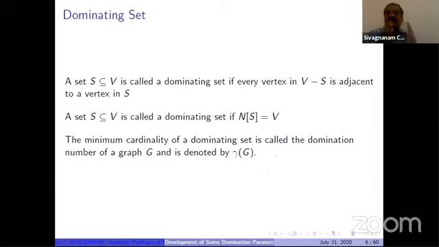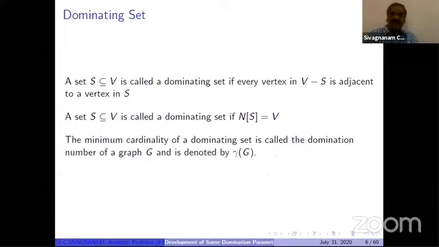The dominating set having minimum cardinality, that is a number. That cardinality is a number, and that number is called the domination number. The minimum cardinality of your dominating set is called the domination number of the corresponding graph.